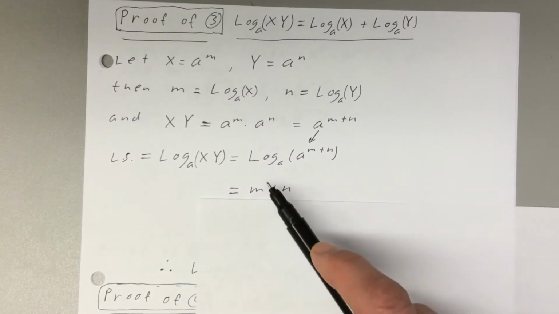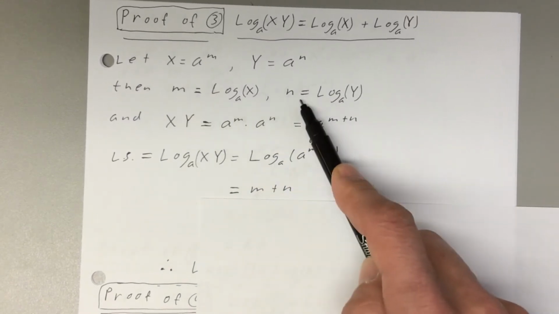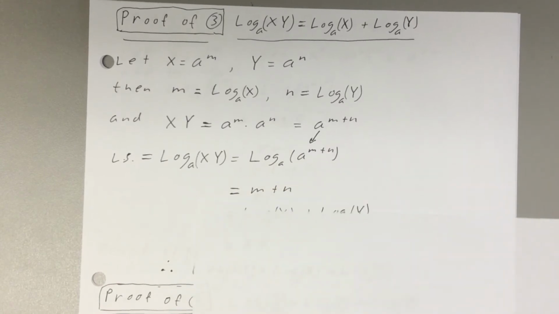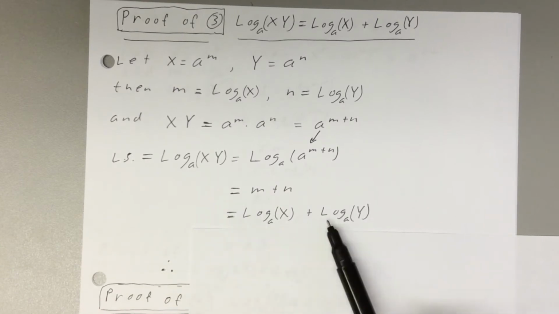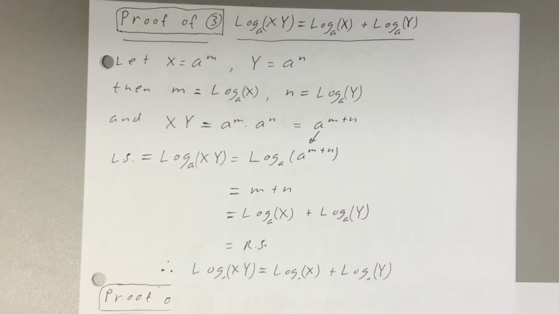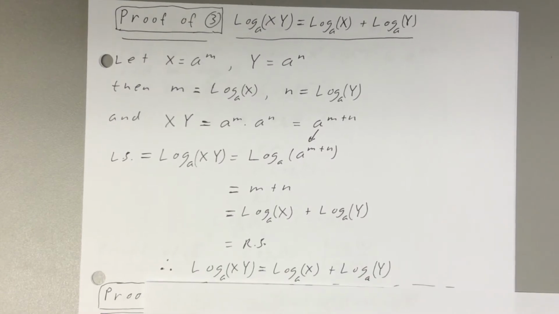And now we know what m and n are. m is this, and n is this, so we just fill them in. And now we have the law. So log base a of x y equals log base a of x plus log base a of y. So it equals the right side, and there's our law.